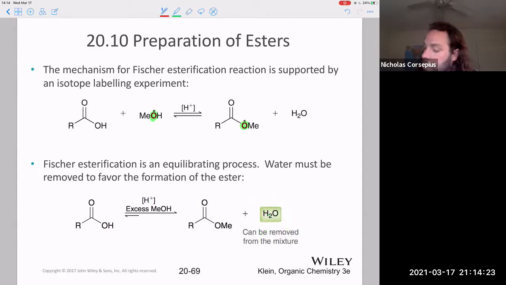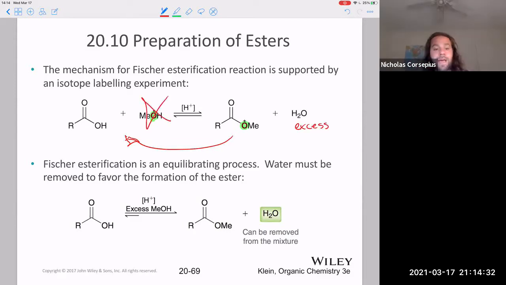Likewise, just to think, what if I started out with an ester and I really wanted a carboxylic acid? Well, then you're going to start out with an excess of water and make sure to remove the methanol as it's being generated, right? So this can go in either direction. It's all about what your desire is. What are you trying to form?